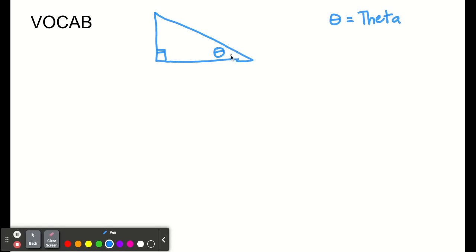Now I want to label the different sides of the triangle. First, we know that the side opposite of the right angle is always the hypotenuse of the triangle. Then, with respect to theta, I want to label the sides as opposite and adjacent. The side opposite of theta is the side across from that angle. So this side here is the side opposite of our reference angle, theta. That leaves the side here, which is next to theta but is not the hypotenuse. The side that's next to the angle that is not the hypotenuse is what we call the adjacent side.